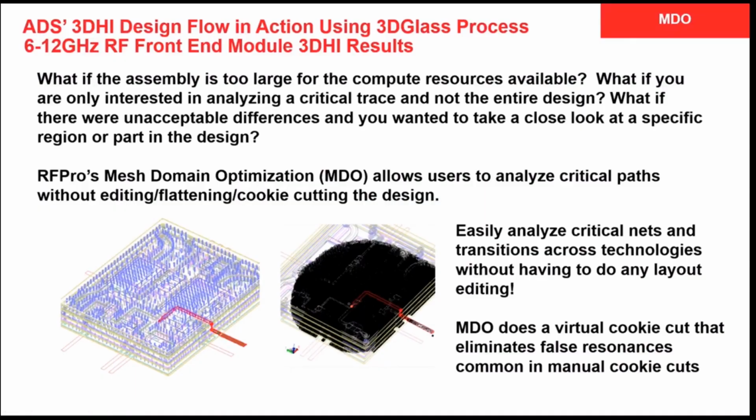They've cut the ground plane too close to their signal, and you get these artificial resonances being predicted that don't actually exist. So with this mesh domain optimization, that takes care of that for you. You don't have to worry about it.